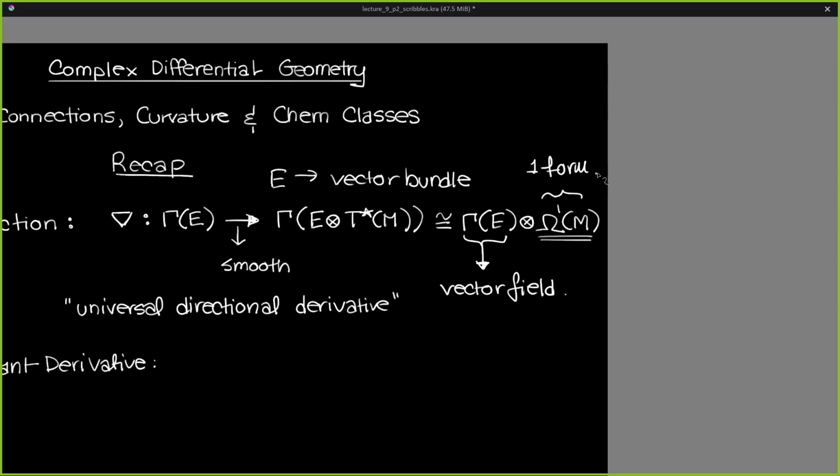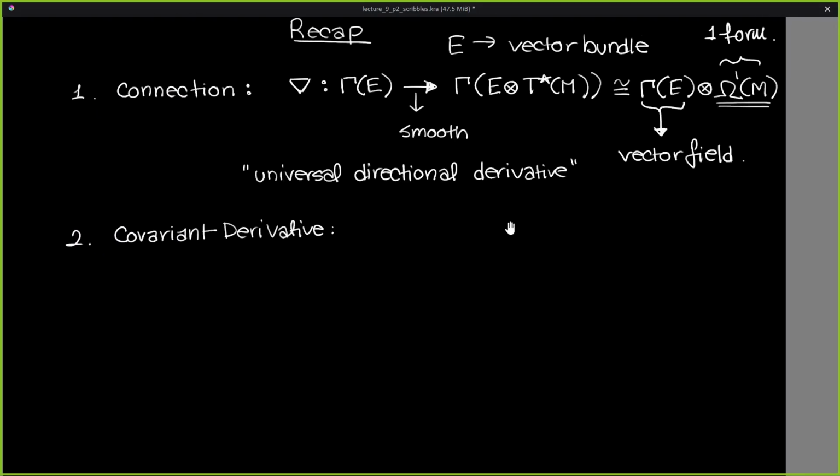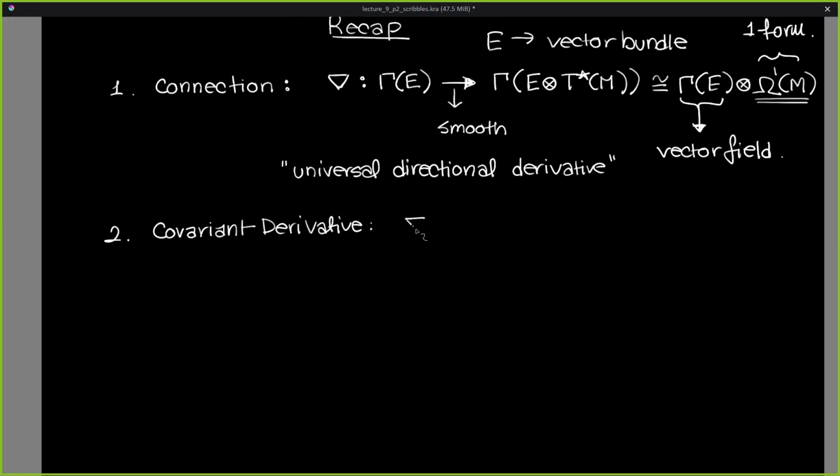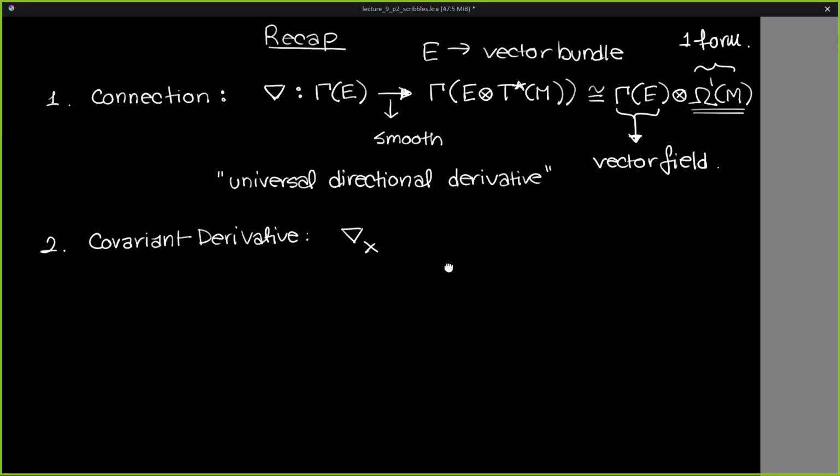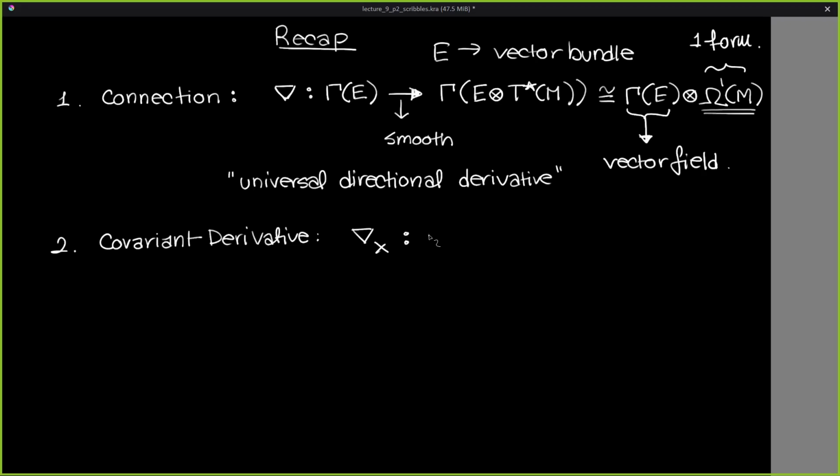And what we said about one forms is that a one form will give you a directional derivative once you give it a vector field to take the directional derivative along. And then you give it a point, and then it'll give you the derivative at that point, and so forth. So if we give it a vector field, let's say the vector field's name is x, we get something called the covariant derivative. This is a map that goes from gamma e, so smooth sections on e.